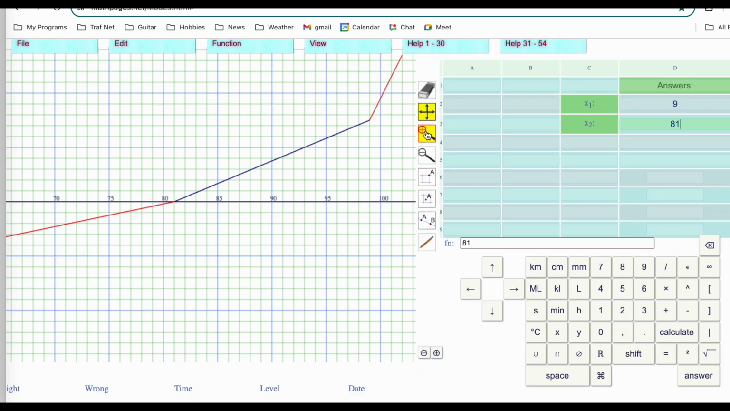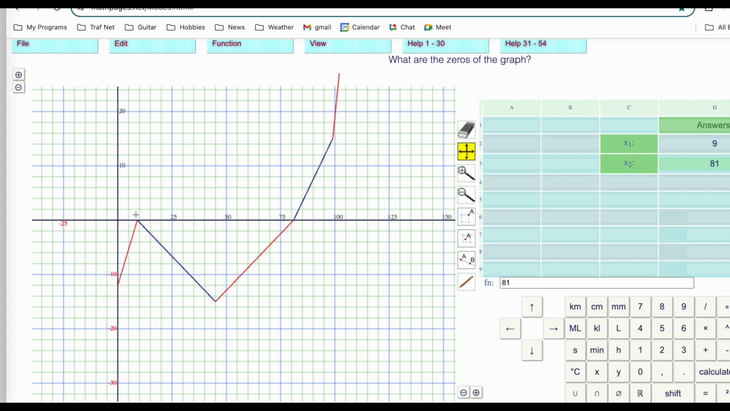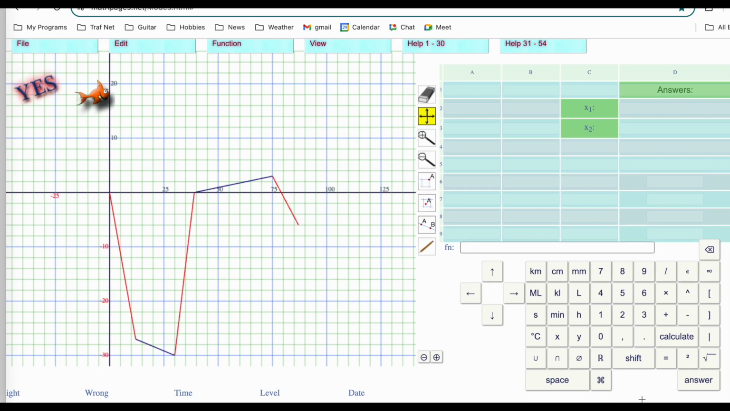Okay, let's zoom out and have a look at what that really looks like. Here is our 9, and here is our 81. And notice it doesn't actually have to go all the way across, but it has to touch the x-axis. It's where it crosses the x-axis or touches the x-axis in this case. And then we press answer to see if we are right.